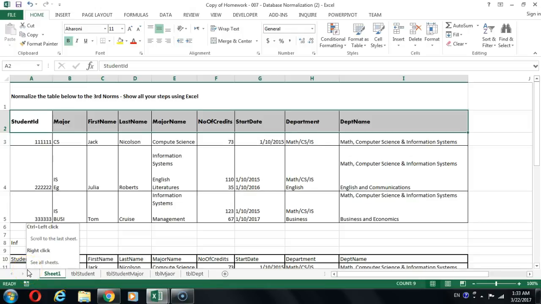Hello and welcome to a very important topic in relational databases. It's called normalization. What is normalization? It's the process of removing all the anomalies. Anomalies is a keyword that means some problem that exists in the database. We need to remove them.